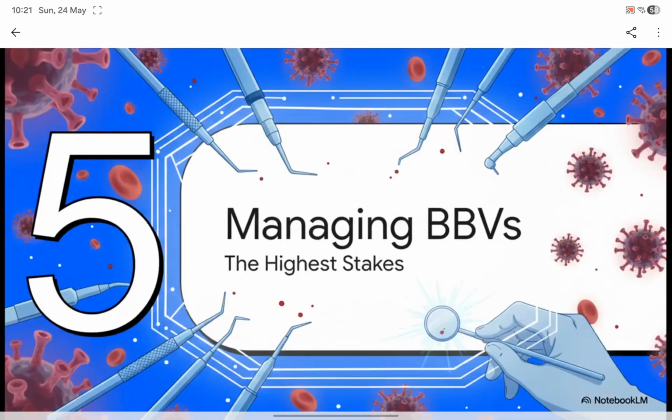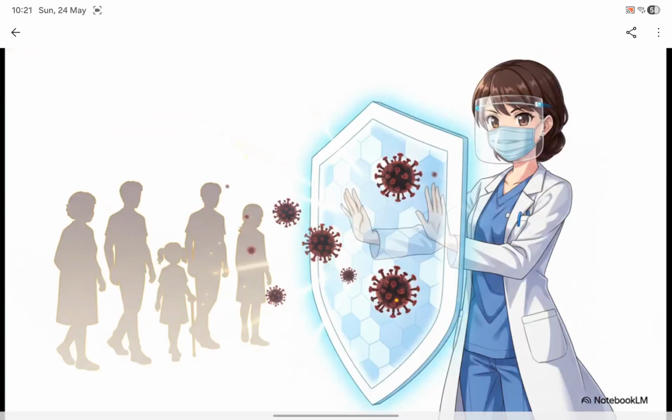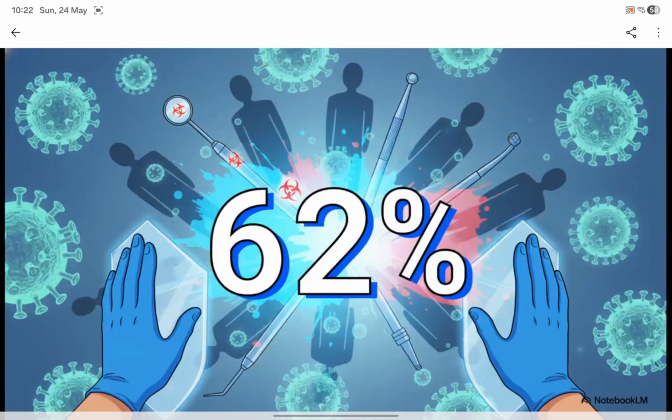All right, bringing us to Section 5, managing bloodborne viruses. This is where the stakes get the absolute highest. It is vital to recognize that if your standard precautions are robust, they are fully adequate for all patients. Adding extra special conditions for a patient with a known virus isn't just unnecessary, it's actually a breach of anti-discrimination laws. Just treat everyone equally because, frankly, your baseline defense should already be impenetrable.